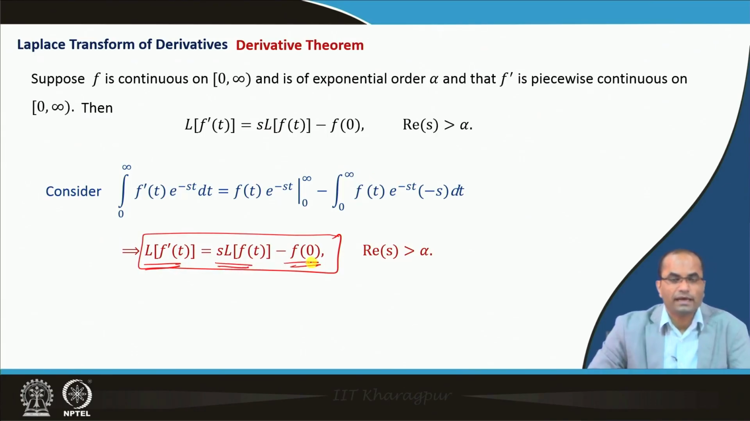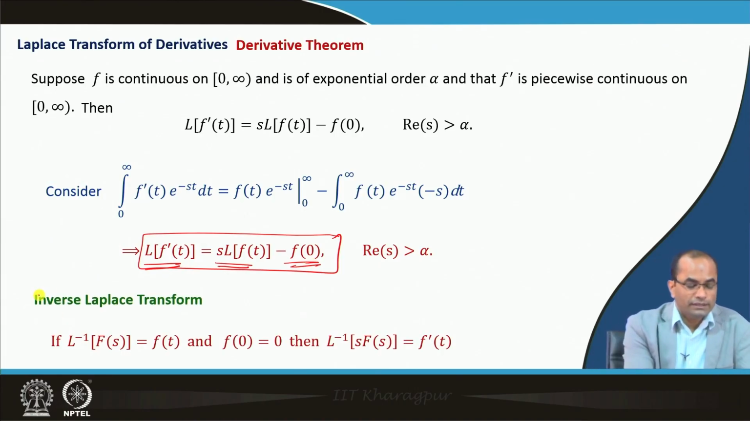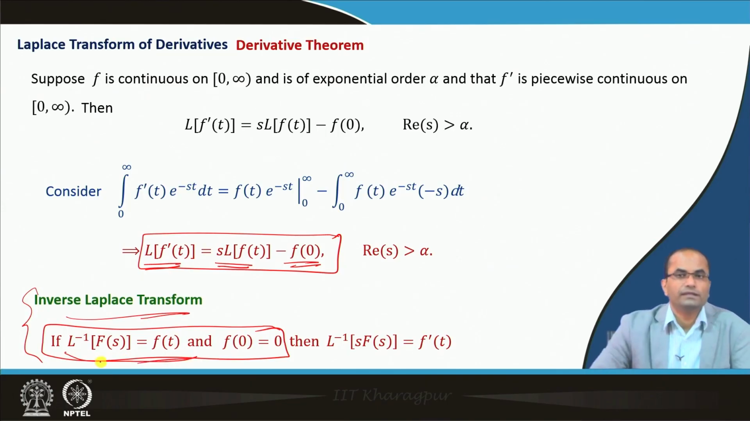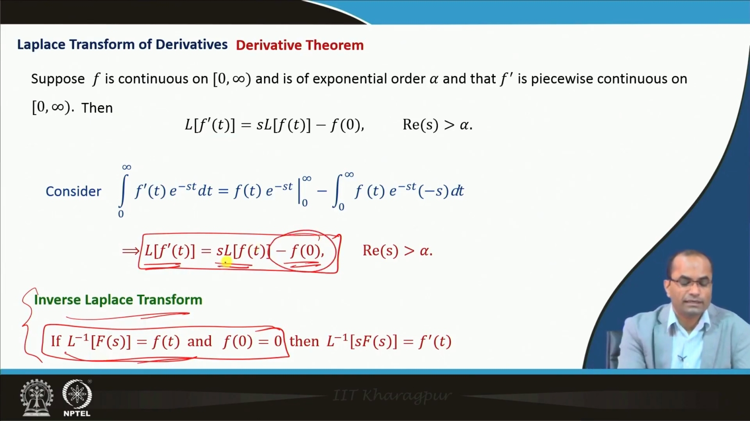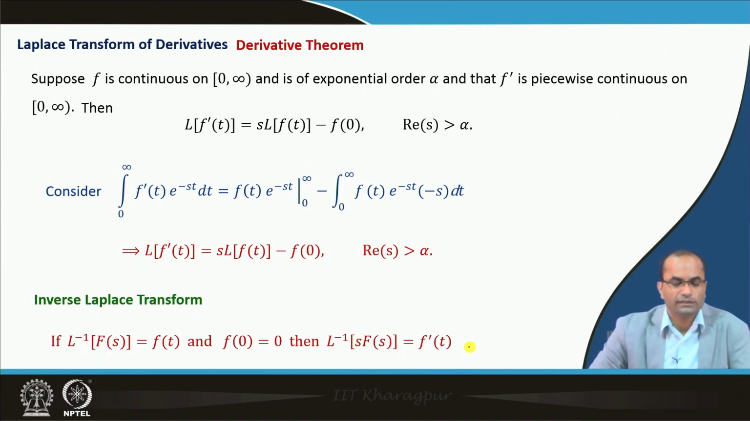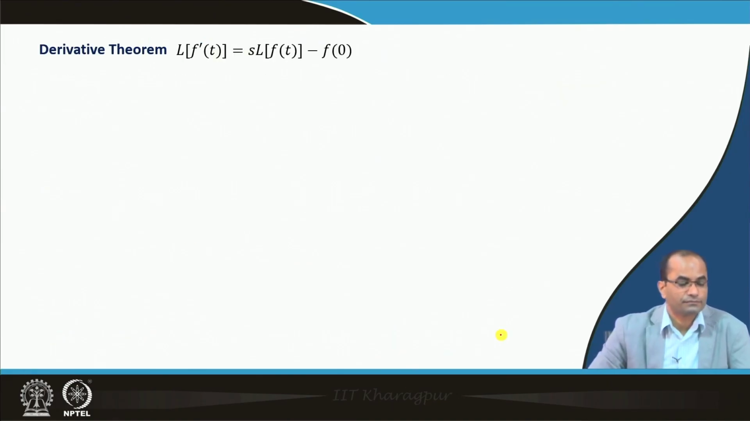Its counterpart for the inverse Laplace transform, we usually use in a slightly different form: if we know that L inverse of F(s) is f(t), and in addition to this we also require that f(0) is 0. So, if there is no this term here, we can just invert it. So, we have L inverse of s F(s) is equal to the derivative of f with respect to t. So, we will apply this inverse Laplace transform property to one problem.